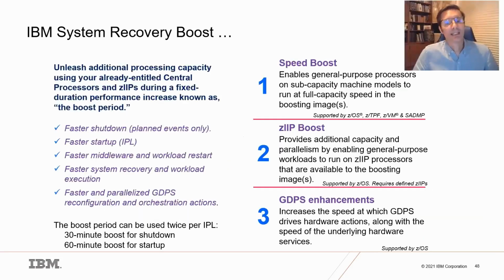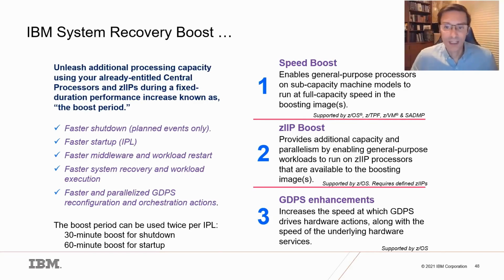So how does this boosting technology actually work? Well, there are several mechanisms where your z/OS system can take advantage of System Recovery Boost. The first one is something called Speed Boost. If you are running on a subcapacity machine model, if you use Speed Boost during these certain selected boost periods, you will be able to run at full machine capacity for that LPAR. So your LPAR will be dispatched at full capacity.